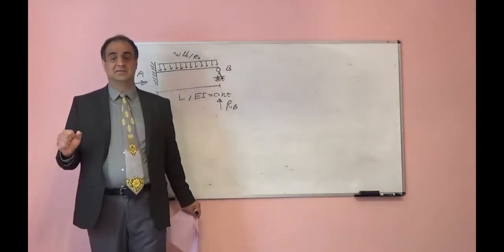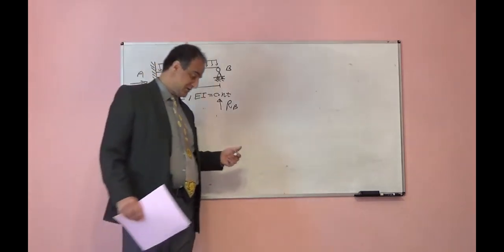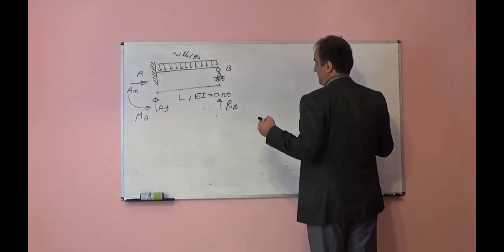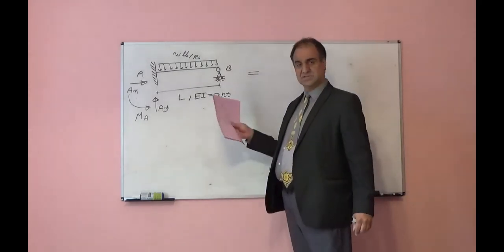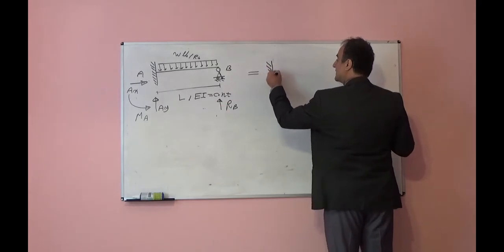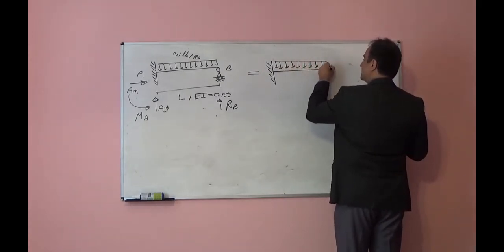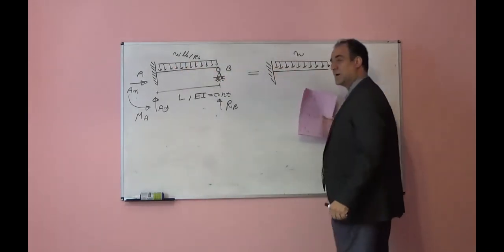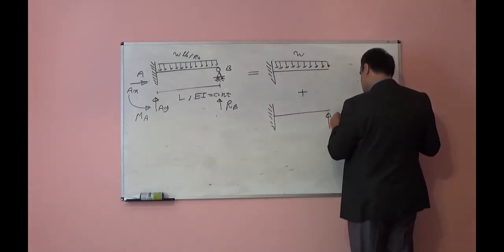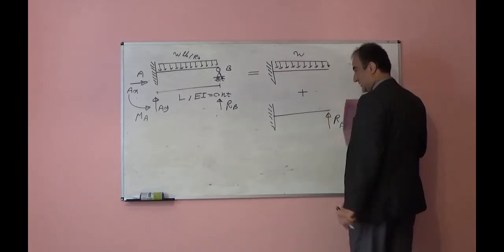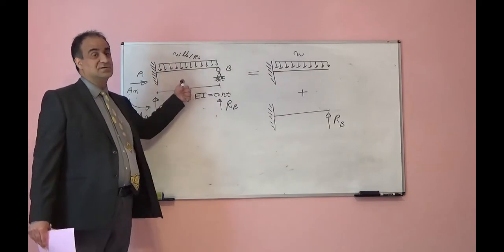Now, in order to find another equation, we need an equation from deformation, or compatibility equation. So I should consider deformation. In order to consider deformation, the best way to approach this problem is superposition. I will assume I have one cantilever beam subjected to distributed load, the intensity is w, plus the same cantilever beam subjected to the reaction as a concentrated load at point B. If I add these two systems together, I will get our real structure.